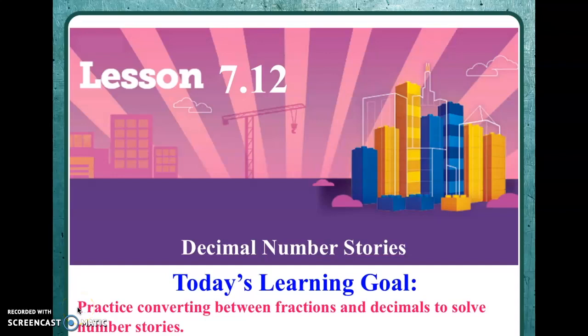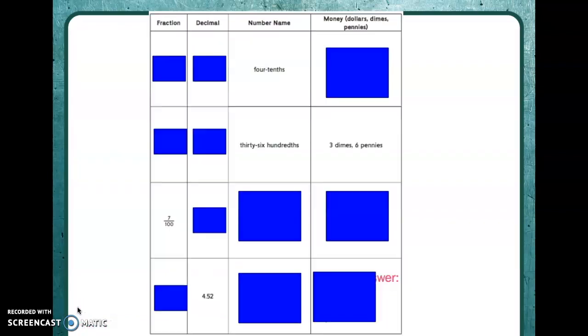We are on lesson 7-12, and we are going to be talking about decimal number stories. Today's learning goal is practice converting between fractions and decimals to solve number stories.